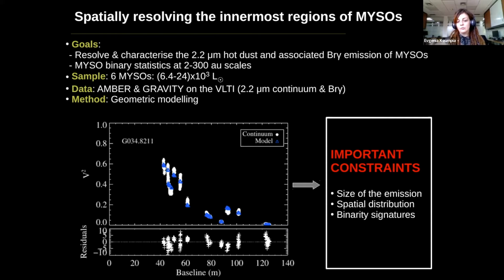And what I want to take out of this plot is that depending on the shape of the visibility curve, one can set very important constraints on the brightness distribution on the sky. First of all, what is the size of your emission? Secondly, what is the spatial distribution of the emission? Is this something that is round in the sky, or is there some flattening going on? Also, if there are binaries, the interferometer should also be able to pick up the binary signatures.